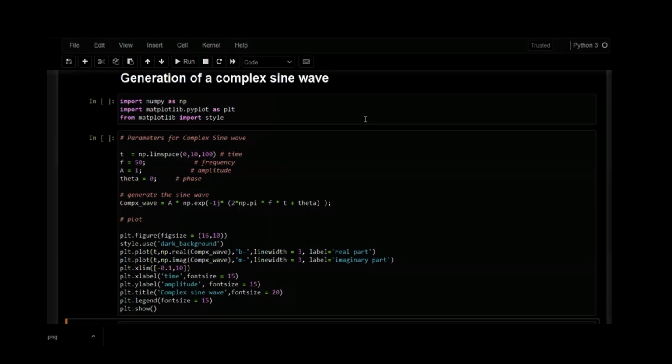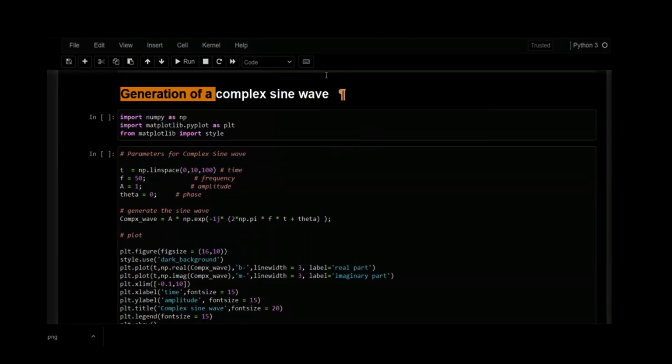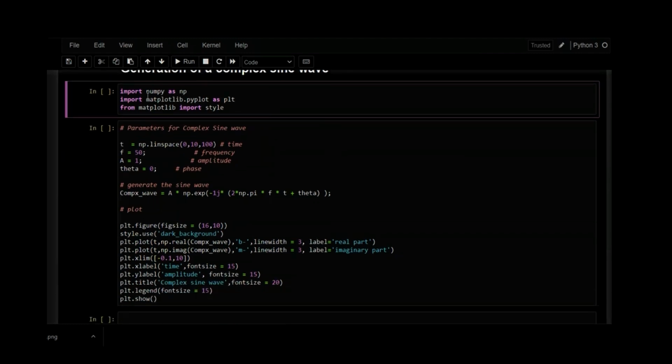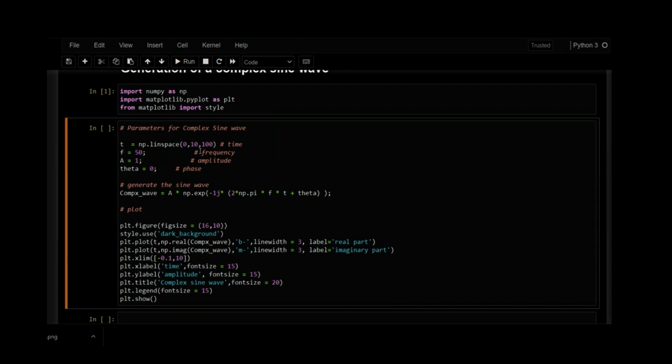In this lecture, we will learn how to generate a complex sine wave in Python. First, we need to import all the necessary Python modules for generating the complex sine wave. These modules are NumPy, Matplotlib.pyplot, and from Matplotlib we have to import style. Let's run this cell to import all the required modules in Python.